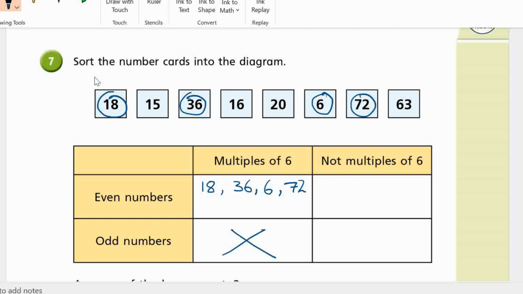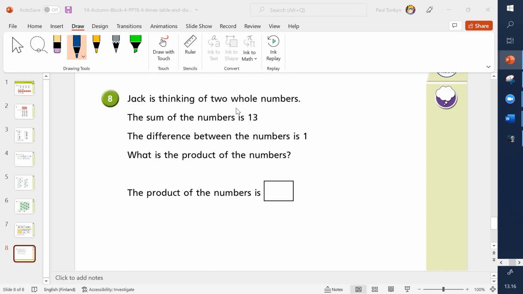Is 15 even? Is 15 an even number? No, it's an odd number. What about 16? Is that an even or an odd number? 20? And 63? Odd.